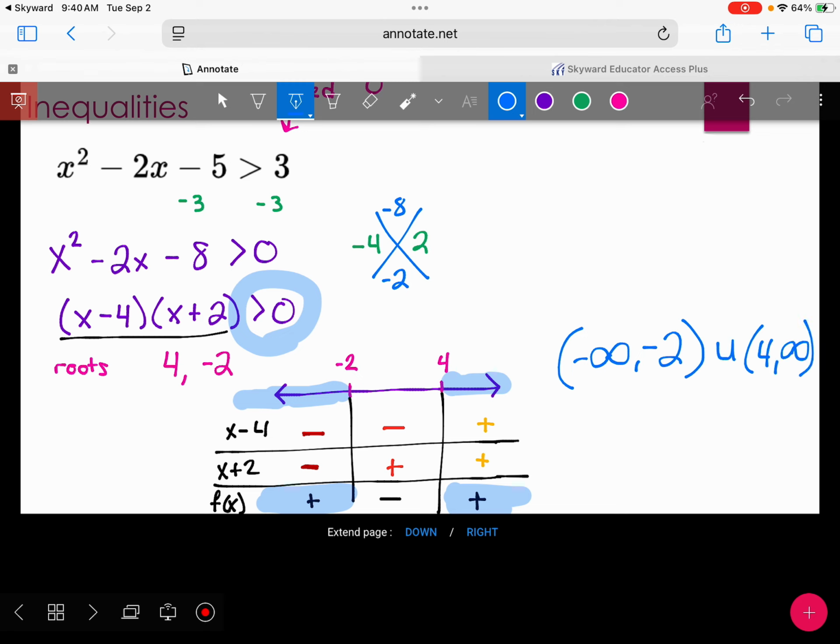Again, you can join it with a U, you can join it with an and. I don't particularly care. Technically, a U is the best answer, but again, I'm not going to be petty about the U.